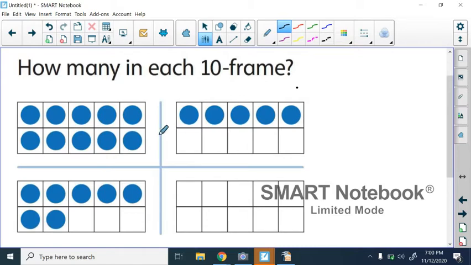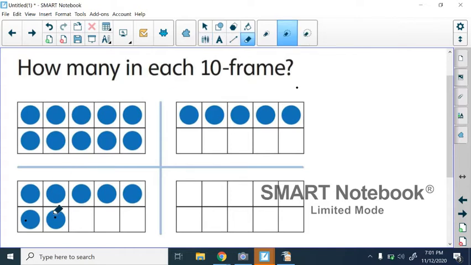Boys and girls, what about this 10 frame down here in the corner? How many counters do you see here? Ooh. Thumbs up if you said there are 7 counters. Boys and girls, could you tell that there were 7 without counting? I noticed 5 on top. And then I counted on from 5. I said 6, 7.